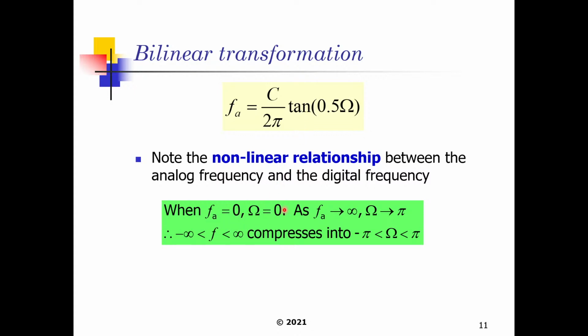When f_A is equal to 0, the digital filter frequency will go to 0. However, as f_A tends towards positive infinity, the digital filter frequency will tend towards positive pi. And if f_A tends towards negative infinity, the digital filter frequency will tend towards negative pi. So from having this infinite frequency range in the analog domain, it maps to a finite frequency range in the digital domain. And this effect is what we refer to as warping.